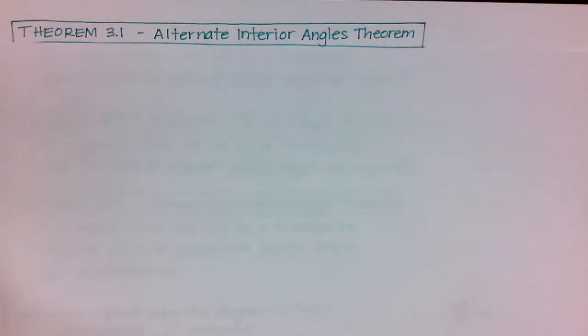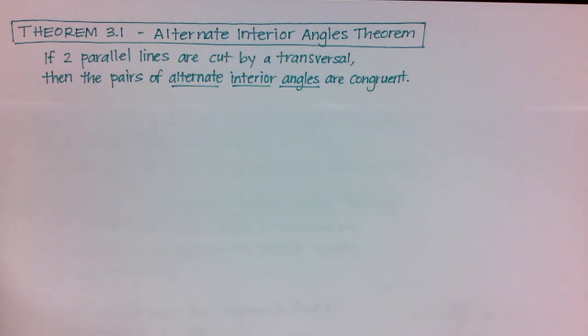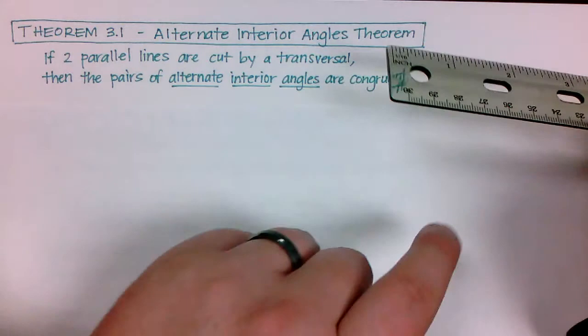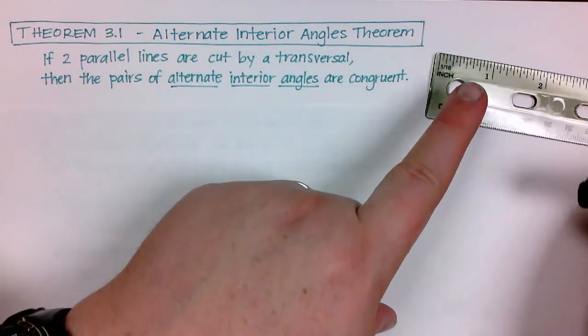We're going to talk about 3 different theorems that we have now. The first one is titled the Alternate Interior Angles Theorem. So probably, as you guessed, it's going to deal with alternate interior angles. And what it says is, if 2 parallel lines are cut by a transversal, then the pairs of alternate interior angles are congruent. So why don't we go ahead and draw ourselves a picture for this one.